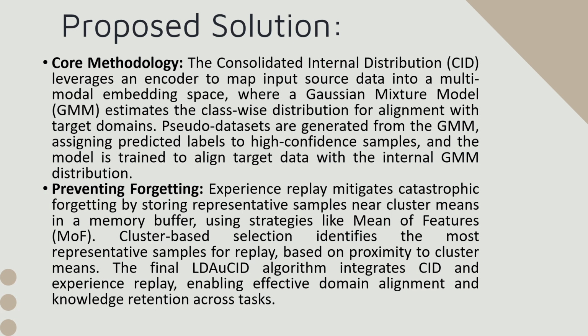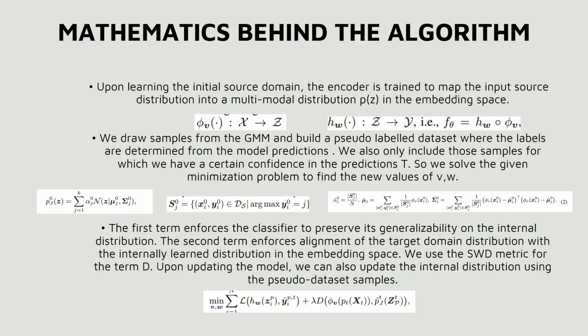So the final LDA-UCID algorithm integrates CID and experience replay to enable effective domain alignment and knowledge retention across tasks. Now the mathematics behind this algorithm. Upon learning the initial source domain, the encoder is learned to take the source data and transform it to the latent space, and the classifier takes the input from the latent space and maps it to the label space. Then we draw samples from the Gaussian mixture model to build our pseudo-labeled datasets, where the labels are determined from the model predictions.